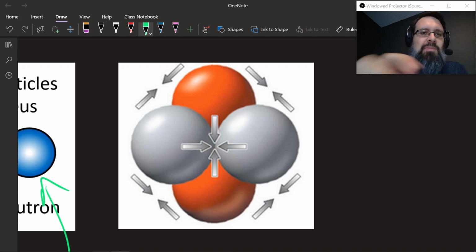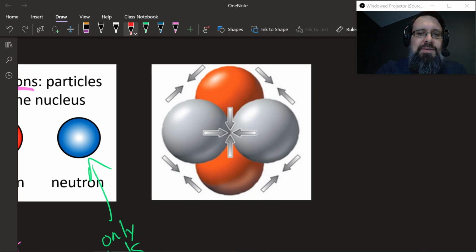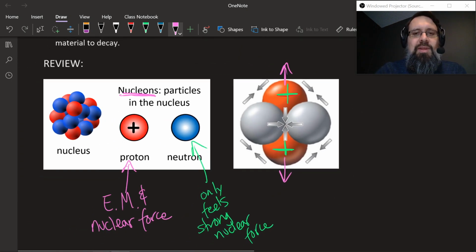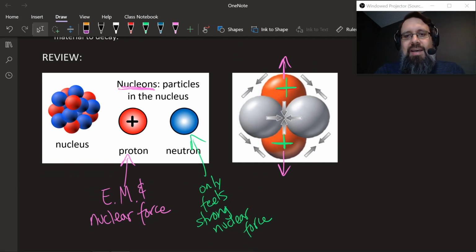Because remember, if this is a positively charged proton and this is a positively charged proton, they'll actually try to repel each other and try to rip apart the nucleus. And it's the strong force that's holding it all together. So remember that there's a battle inside every nucleus between the electromagnetic force, which is trying to repel apart the protons, and the strong nuclear force, which is trying to hold everything together.